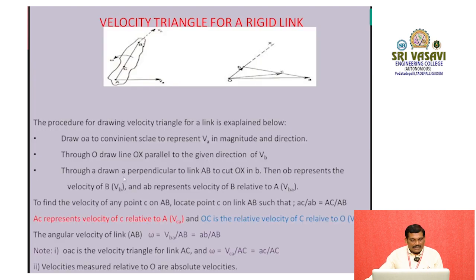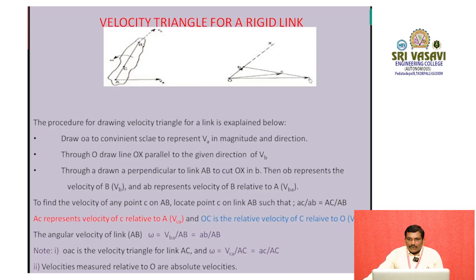And coming to velocity triangle for a rigid link, consider AB represents a link in a mechanism. Here the velocity of A is completely known and the direction of velocity VB is known. For finding the magnitude of VB and the angular velocity of AB, we obtain it by drawing the velocity triangle. See the procedure of how to draw the velocity triangle for a rigid link. Draw OA to convenient scale to represent VA in magnitude and direction. Through O, line OX is parallel to the given direction of VB.